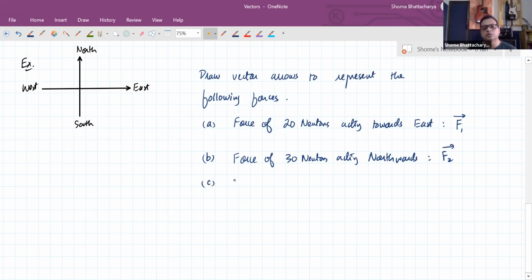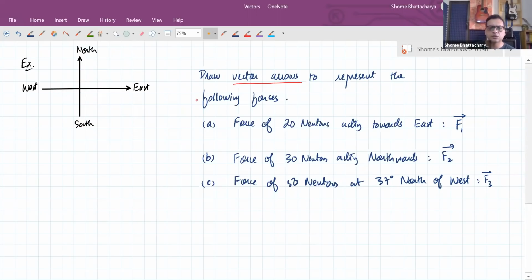And next, let's say we want to represent a force of 50 newtons at 37 degrees north of west, F3. So we want to represent these particular vectors by drawing vector arrows, using this notation that this vertical axis on this two-dimensional plane represents south to north and the horizontal axis represents west to east. So let's get on with this.